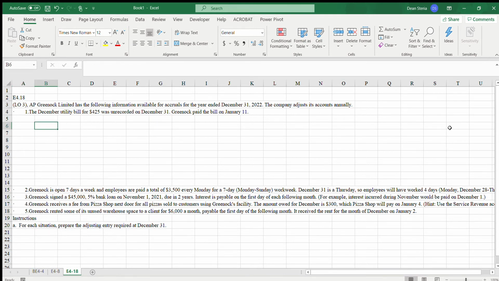Remember, so how do I show that I owe something? It's got to be a liability. Accounts payable, and that's going to be the credit part. So we're going to credit accounts payable because we owe it, we didn't pay it, and we're going to debit utilities expense. And that's going to be for the $425.